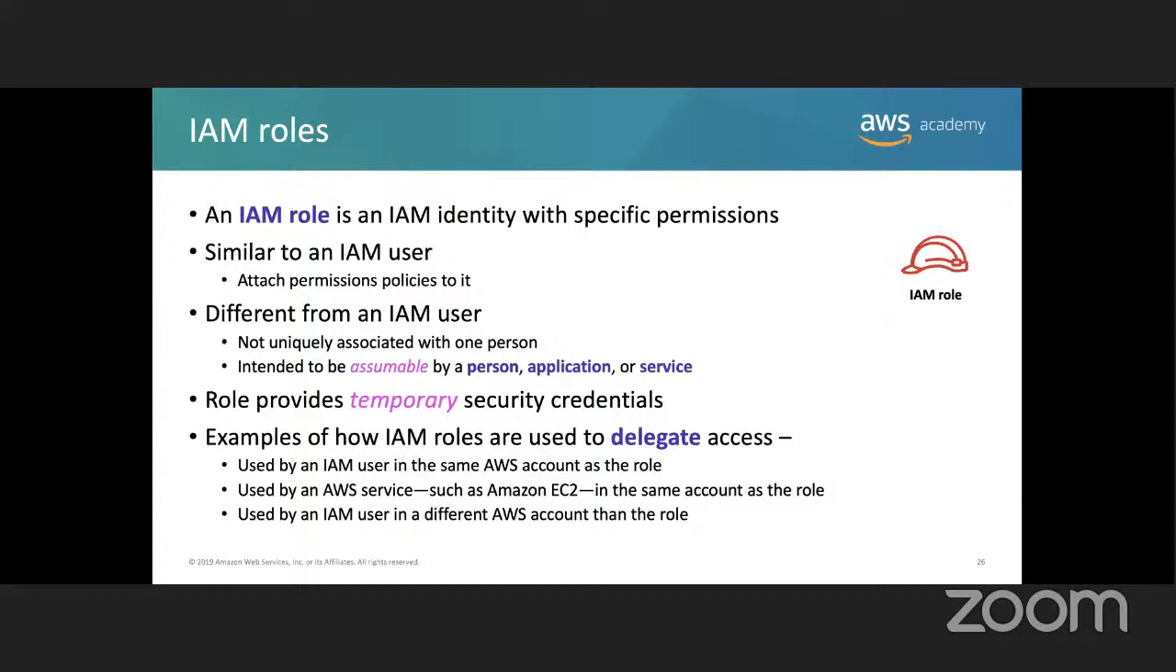A role allows services to interact with each other. If Lambda has to shut down an EC2 instance, Lambda needs a role that allows access to the EC2 instance. Otherwise, Lambda will never be able to do that. You will get an error saying that you're not authorized, or Lambda is not authorized to do that operation. So you need a role to be able to do that.